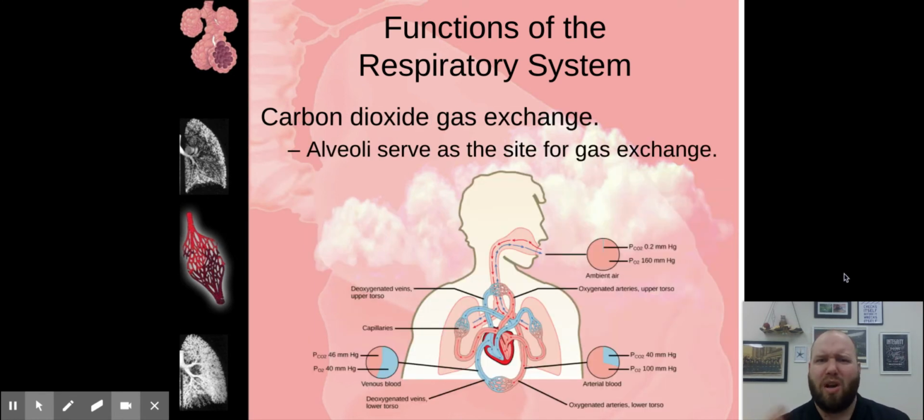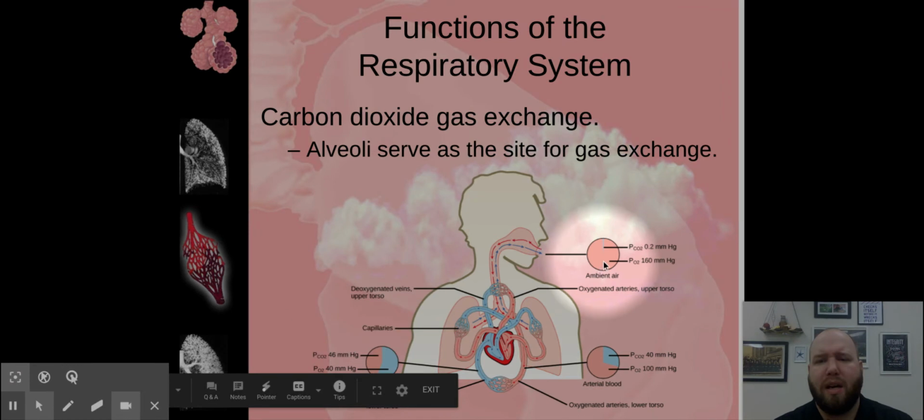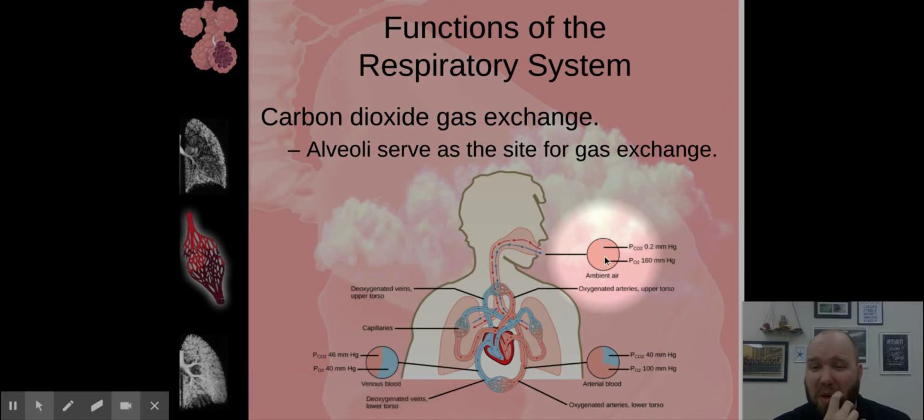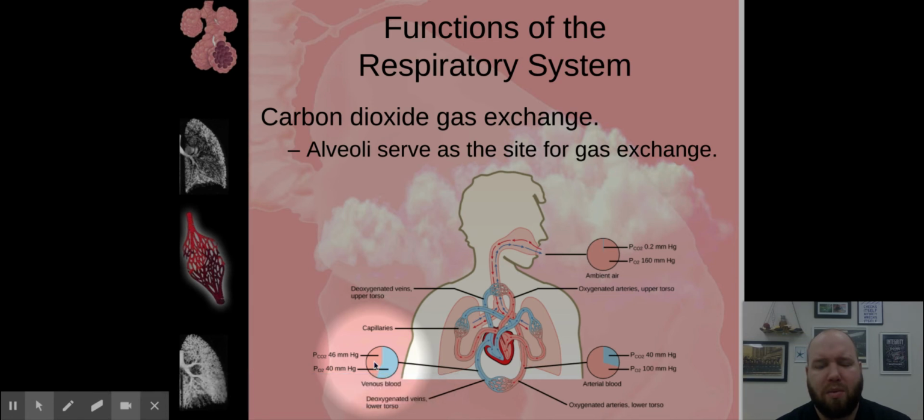And the last and most obvious function of the respiratory system, the key to it all, is carbon dioxide gas exchange and oxygen gas exchange. That should say both of those. I got this image here so that you can see a couple important things. One, notice that air you breathe in is very low on CO2 and very high in oxygen, but the air inside your body, all of the veins of your body have a very high amount of CO2 and low amounts of oxygen.